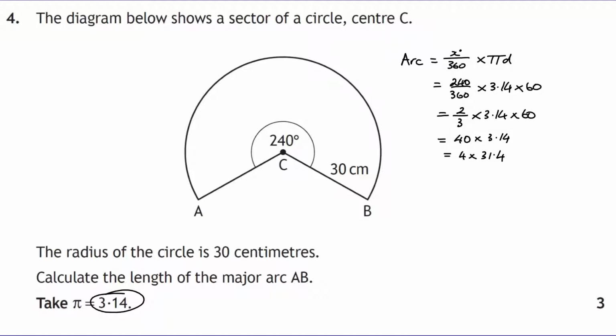If we multiply by 10 first, now I'm just going to set a separate sum for that. 31.4 times 4. 4 4s are 16, carry the 1. 4 1s are 4, add on the 1 is 5, and 4 3s are 12. So we end up with 125.6 centimeters for our arc length. Okay, good.